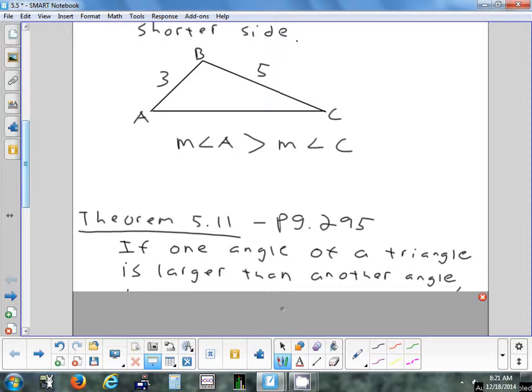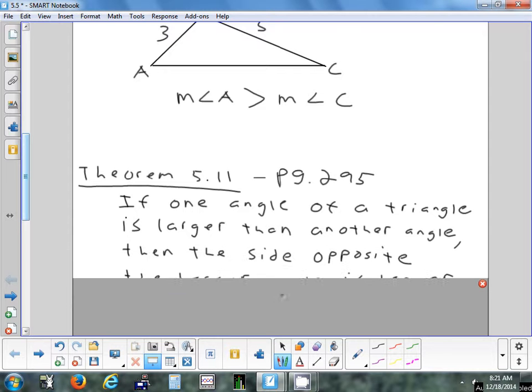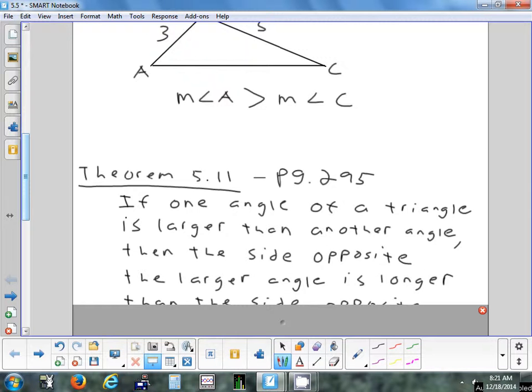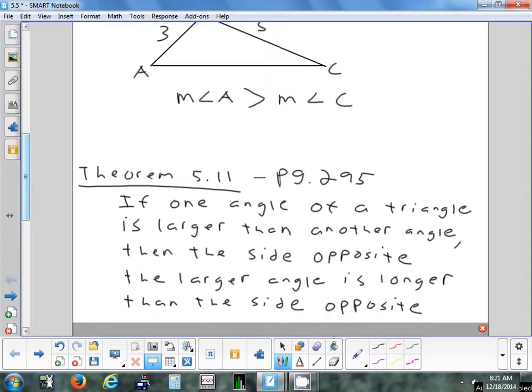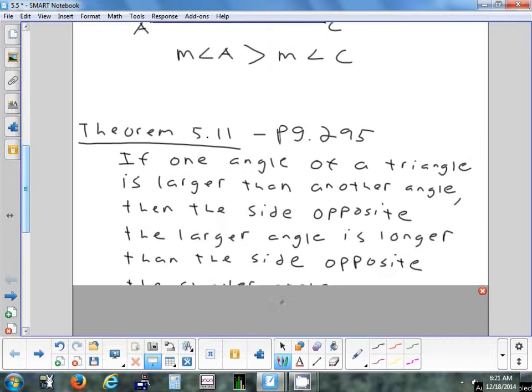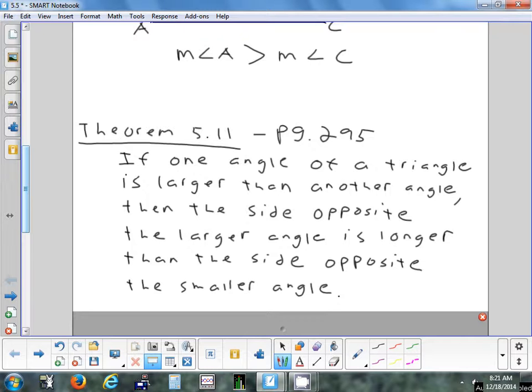It says if one angle in a triangle is larger than another angle, then the side across from the bigger angle is the longer side. And the side across from the smaller angle would be the shorter side.